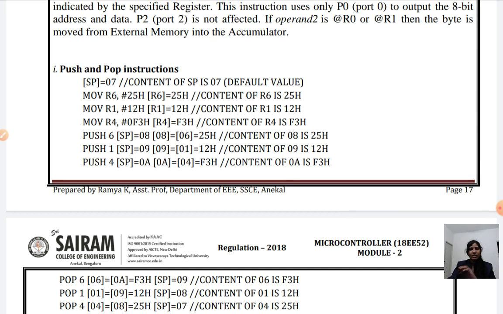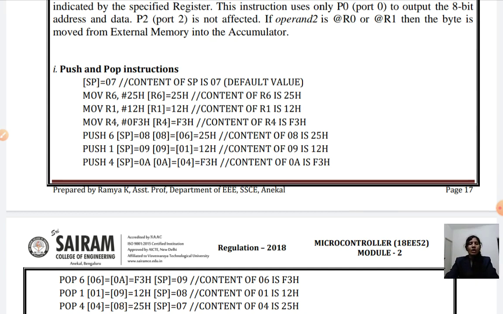Now we have a term called the stack pointer. The stack pointer is nothing but an 8-bit register which stores a value and it follows last in first out fashion. You all know what is meant by stack and what is meant by queue. Whatever you store in the stack first comes out last, so the last data entered will come out first. So it follows last in first out fashion, and it also has a specific type of addressing.